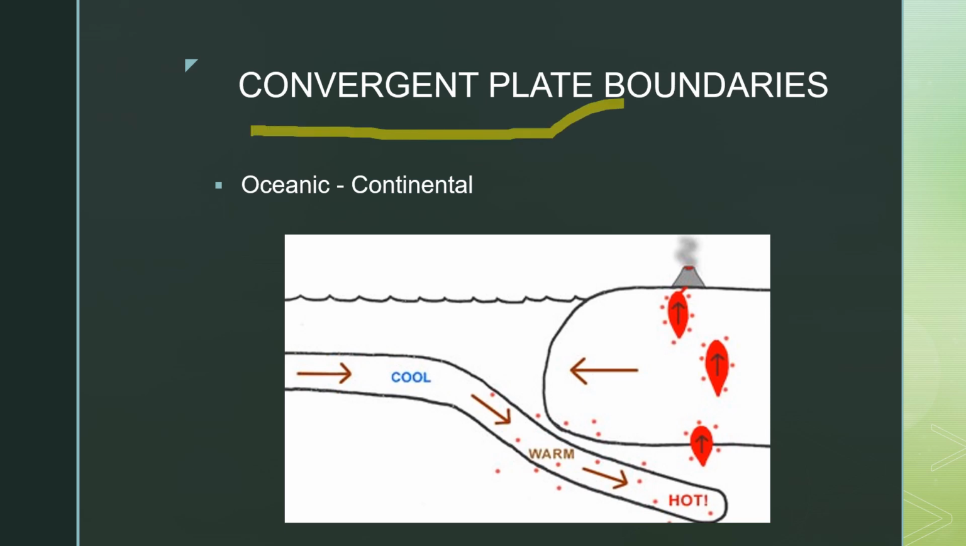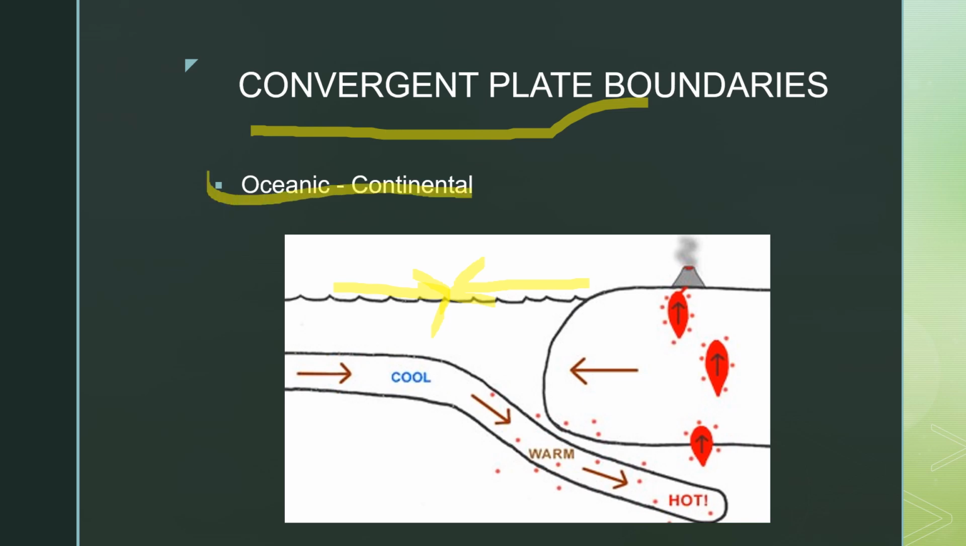Convergent plate boundaries are those plate boundaries where the two tectonic plates, or the two lithospheric plates, start moving towards each other. If it is convergent in nature, they will start moving towards each other. And there are various types of convergent plate boundaries. One of them is Oceanic Continental.